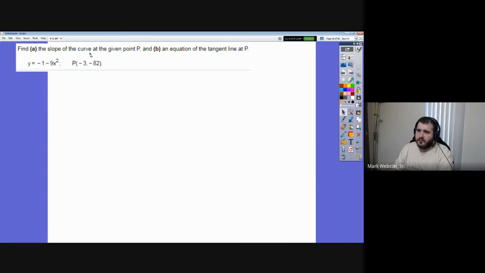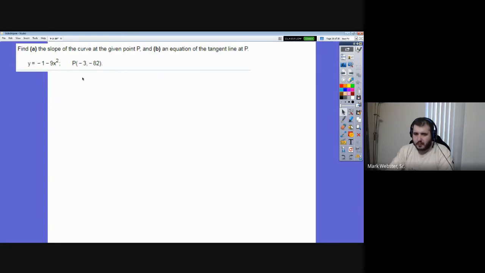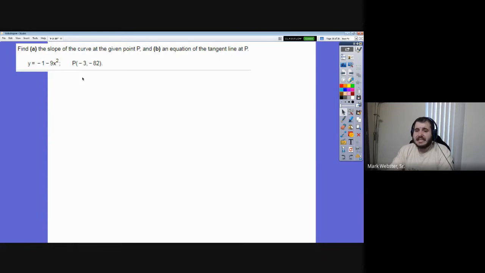It says, find the slope of the curve at the given point P and the equation of the tangent line at P. Okay. Now, here's what's about to happen. Notice we only have 1 point, right? So before we had 2 points, now we've got 1 point. So we've gone from wanting to do average rate of change, the slope of the line between those 2 points, to what's called instantaneous rate of change.